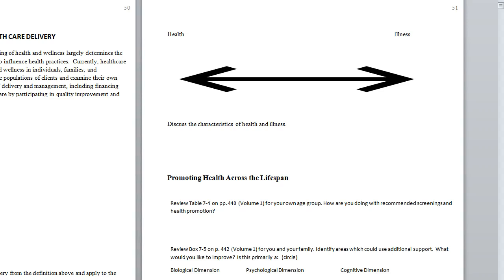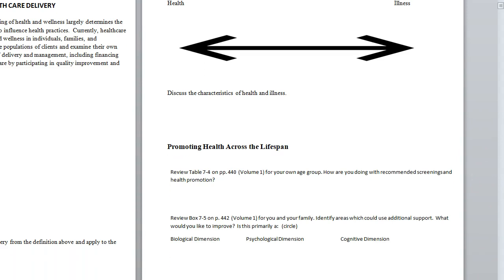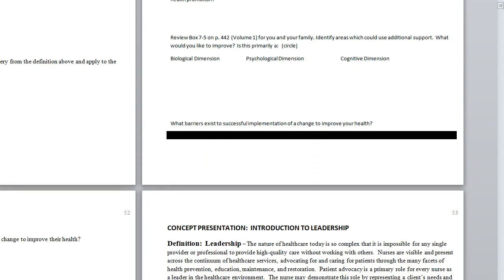On page 442, review box 7.5. For you and your family, identify areas which could use additional support. Would you like to improve this primarily a biological dimension, a psychological dimension, or a cognitive dimension? Okay, so you might want to review that.